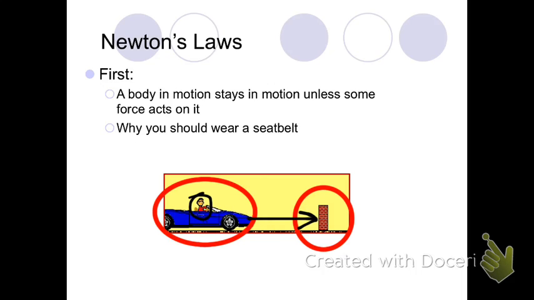If he's not wearing his seatbelt, then he's not part of the car, and he will keep moving forward and be thrown from the car. So the net force would be the force of the seatbelt on this man. If he's not wearing a seatbelt, then he will stay in motion because there's no net force that acts on him.